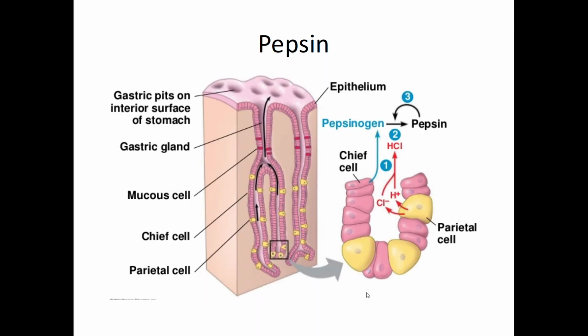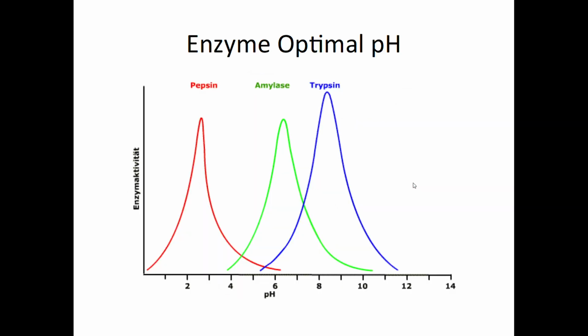So looking at some of these pieces, in the stomach, we have pepsin, which is produced by the chief cells as pepsinogen, and then activated by the HCl that's produced in these parietal cells. We're back in these gastric pits. And this is only active with these high levels of HCl. And of course, this is that enzyme optimal pH graph that you've seen before. So we can see that pepsin is only active in this very low pH.